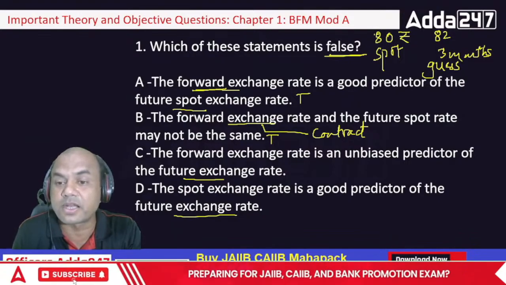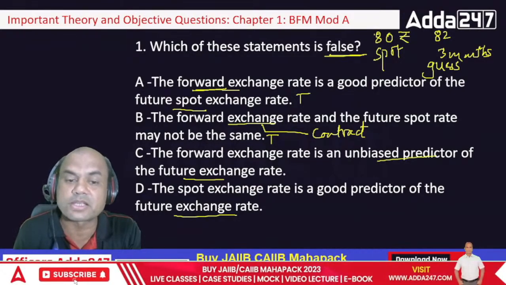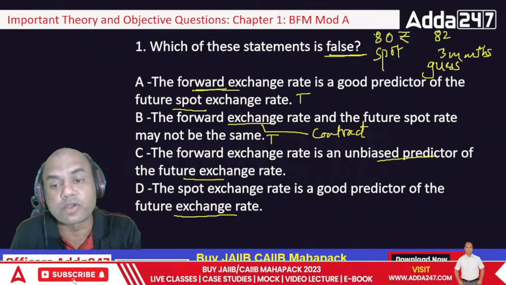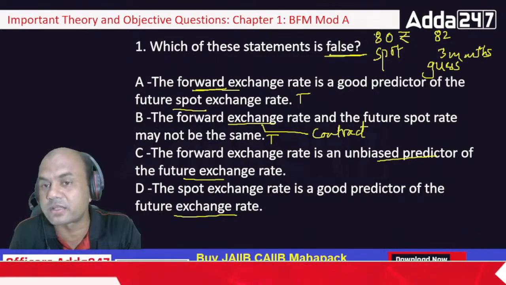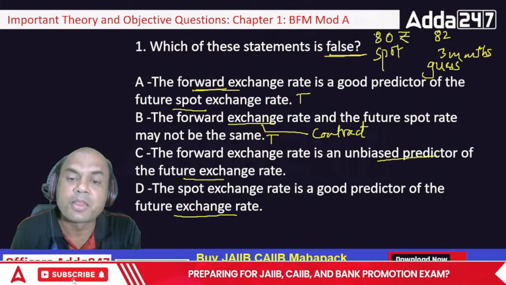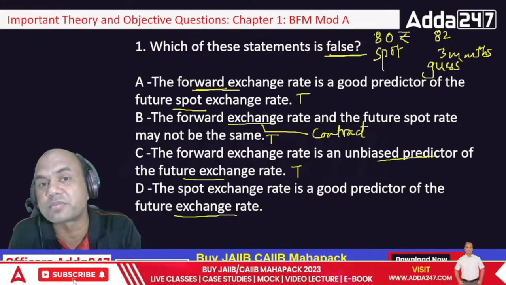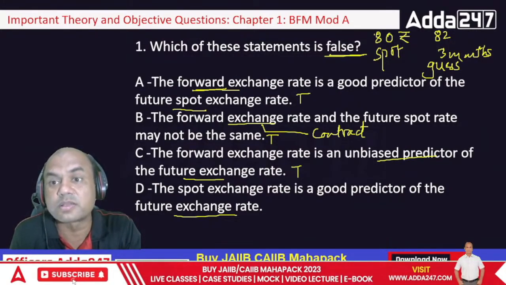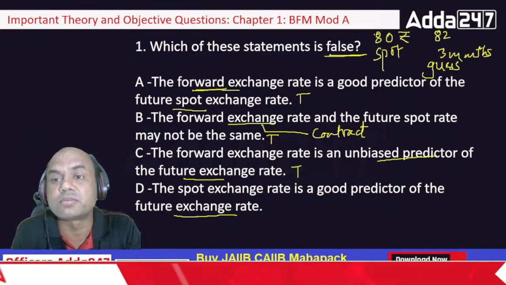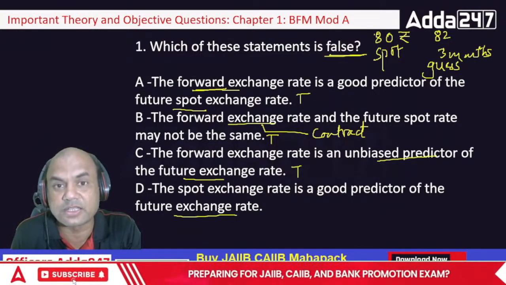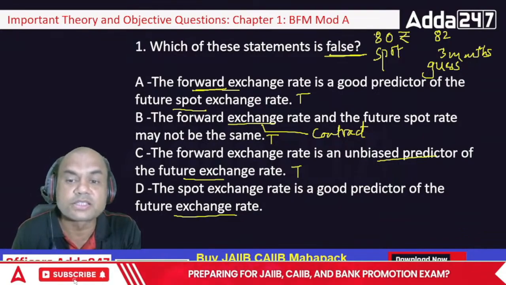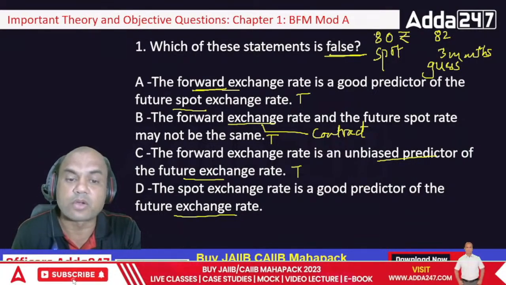The forward exchange rate is an unbiased predictor of the future exchange rate. So it can give a prediction. That is a true option. Why? Because when I book this on the basis of some guessing, some experience, some technical analysis, this can be a good predictor. And what about D?